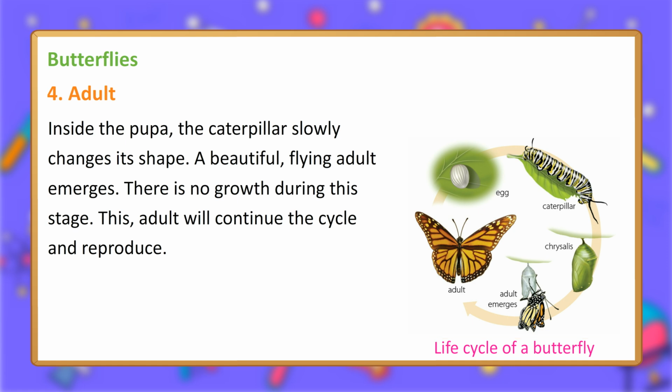Life cycle of a butterfly. Adult. Egg. Caterpillar. Chrysalis. Adult emerges.